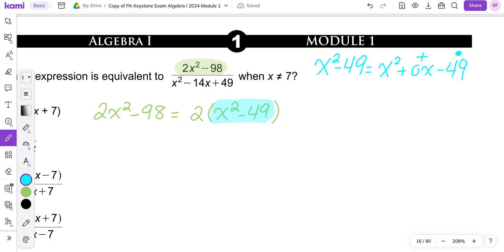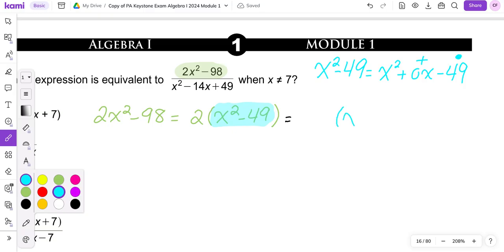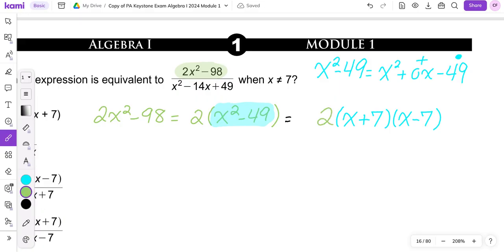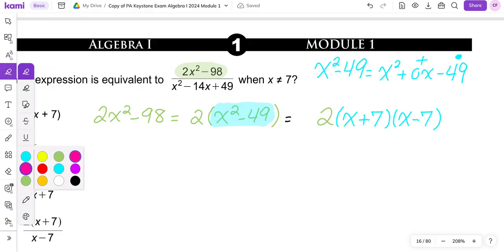Or what we also have is the difference of two squares. 49 is 7 times 7. So the inside there, x squared minus 49, is theoretically the same thing as x plus 7 times x minus 7. And we would still have that 2 on the outside. Then we look to factor the denominator.